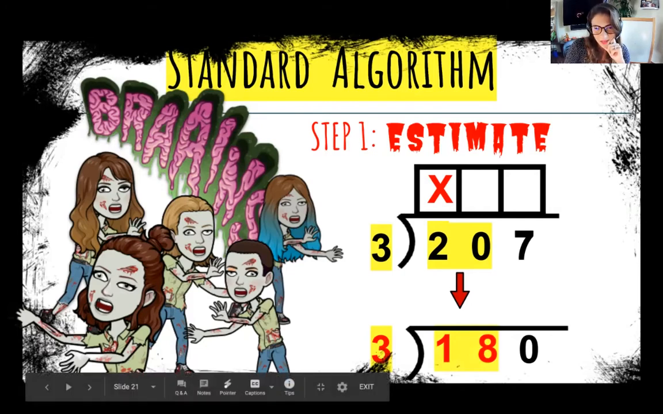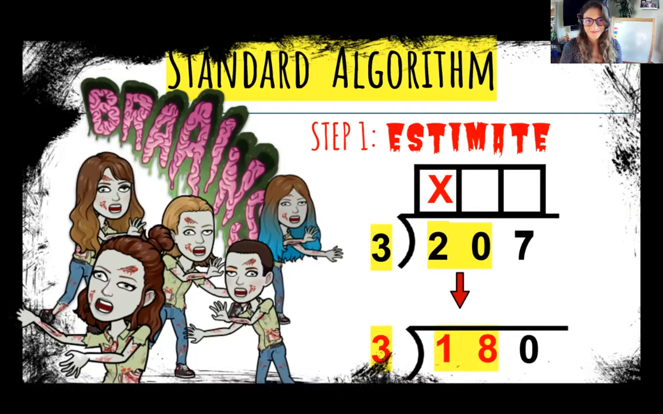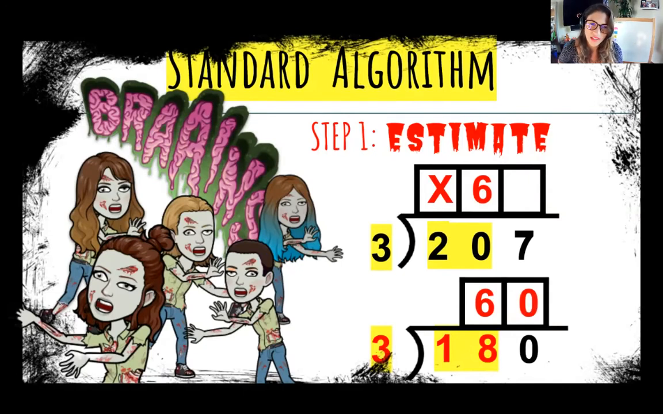How many times can 3 go into 18? 3? 3 times 3 is what? 9. So 3 doesn't work. 3 times what is 18? 6. And don't forget, bring your 6 up into your actual answer, and we can finish solving our estimate. So our estimate for this problem will be 60.